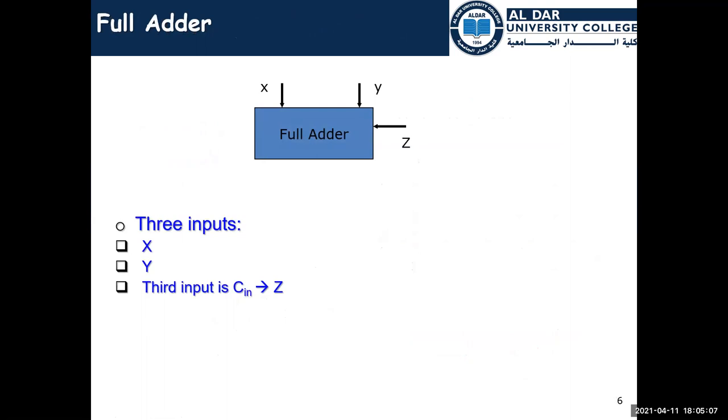But what about the full adder? Actually, I told you about this information before, that the full adder is just two half adders. Two halves is equal to one, so two halves is equal to full. The full adder can be implemented theoretically by truth table, but also we can implement it using the half adder. We can use two half adders to make one full adder. We'll talk about this now.